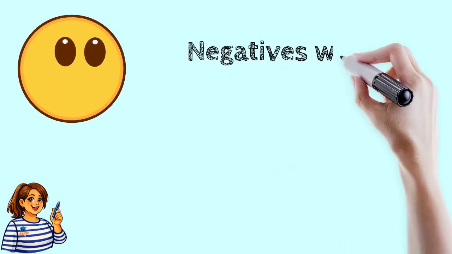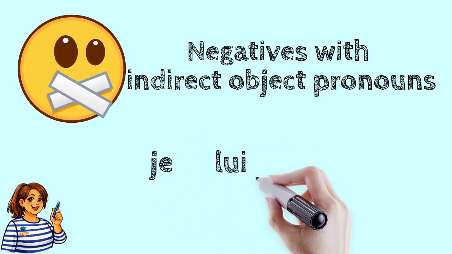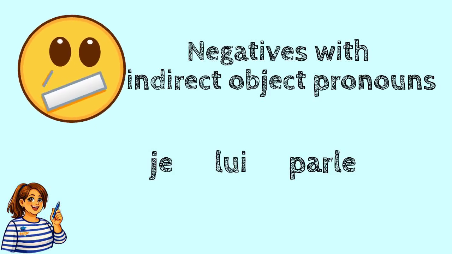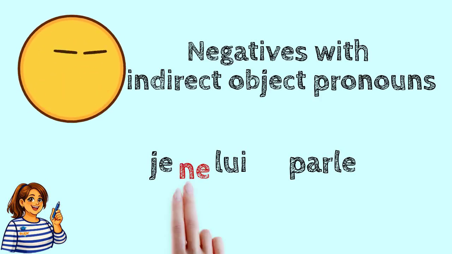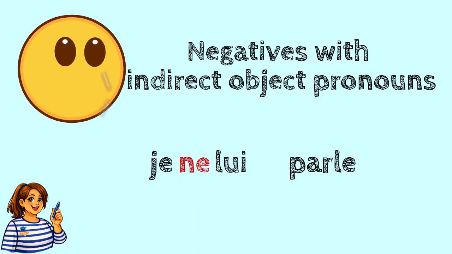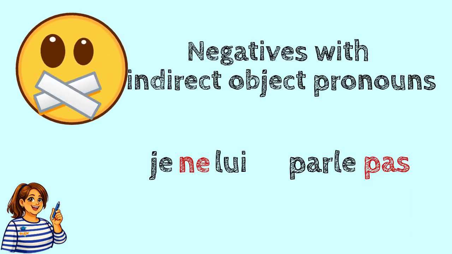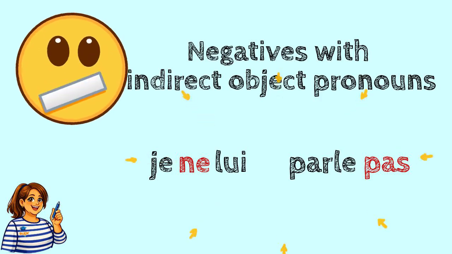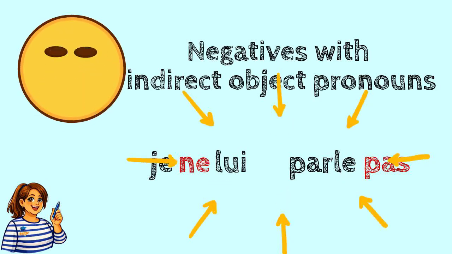Now, let's have a look at what we do if we want to put a negative in a sentence that contains an indirect object pronoun. If we take a sentence like je lui parle, I speak to him or I speak to her, and we want to make it negative, we know we need ne pas. In this case, we're going to put the ne not before the verb, but before the indirect object pronoun, and then the pas after the verb. So we keep the lui and the parle together, sandwiched between the ne and the pas. Je ne lui parle pas. I do not speak to him or I do not speak to her.